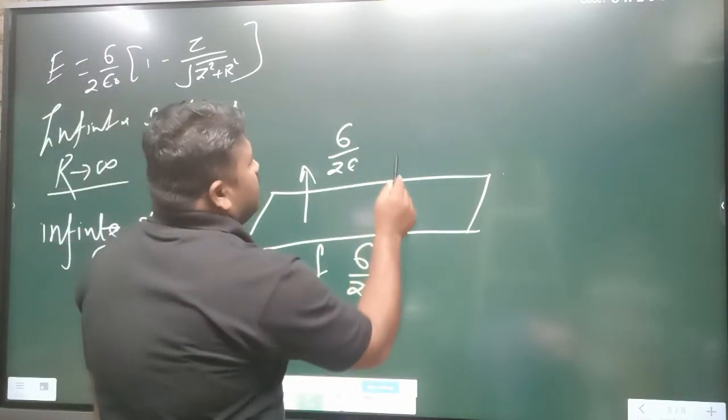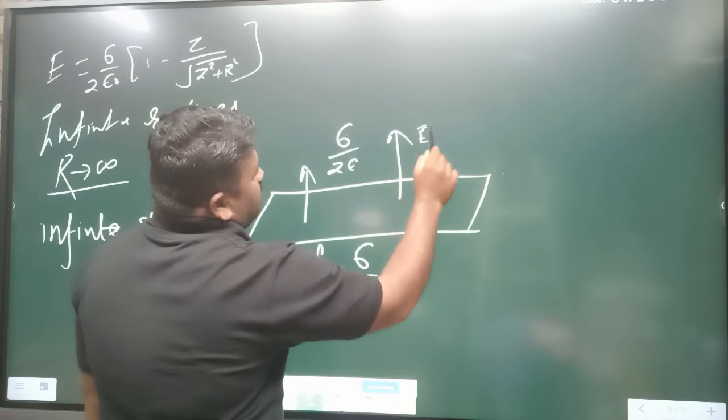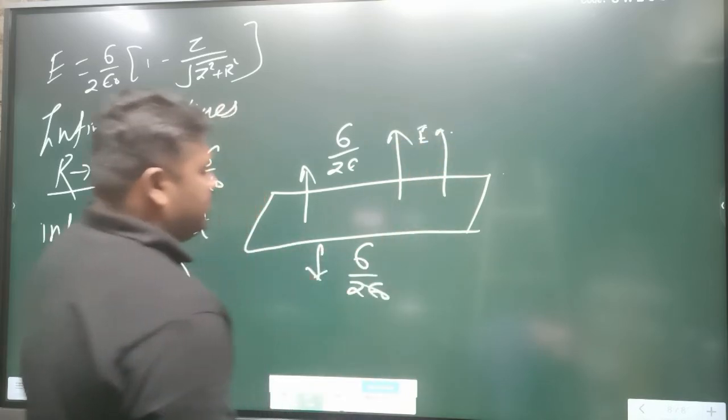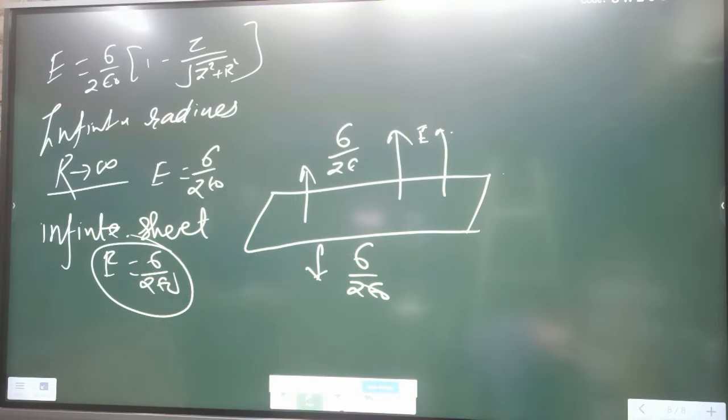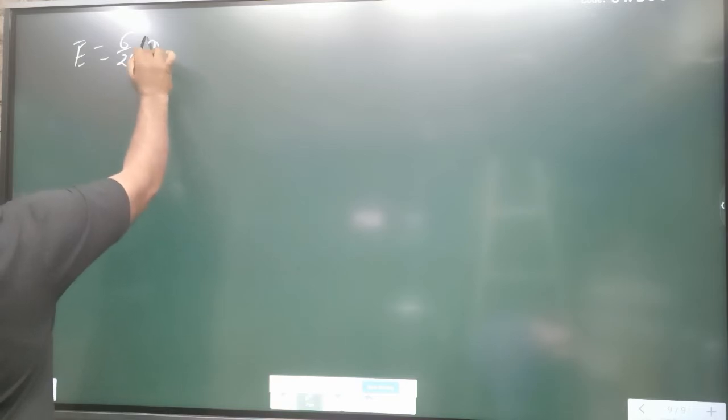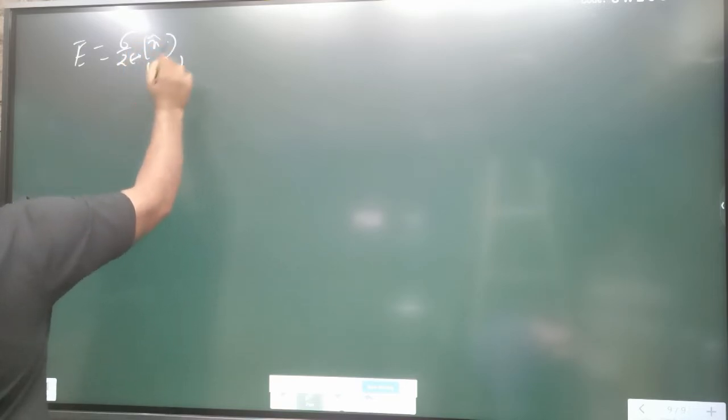See here, suppose this is the electric field direction, and the area vector is also in the same direction, so flux is not zero. Infinite sheet electric field is sigma by 2 epsilon naught. The direction is x cap, minus x cap.